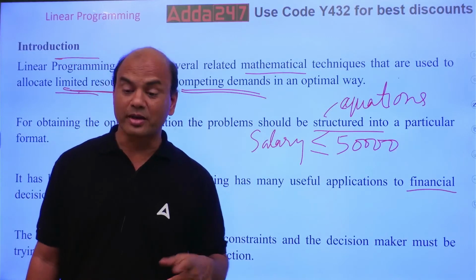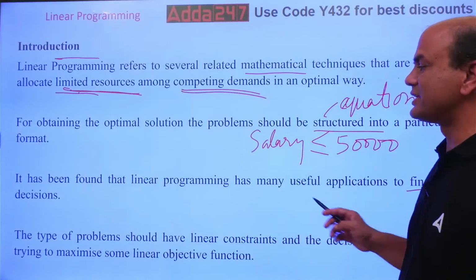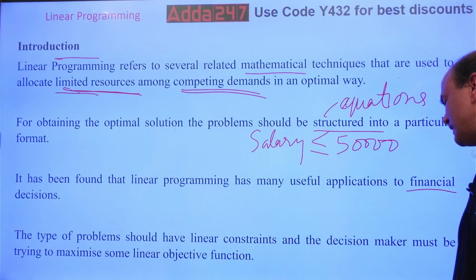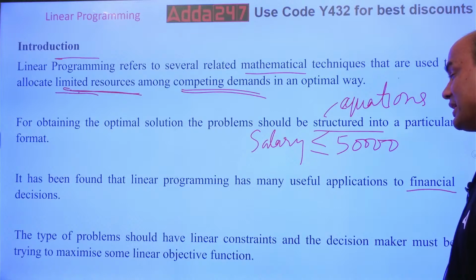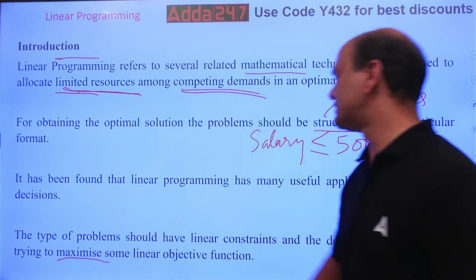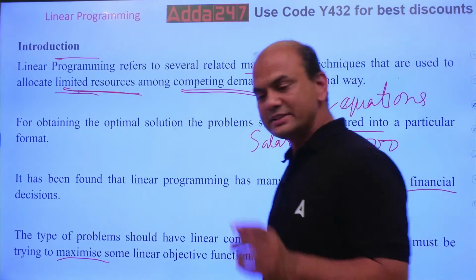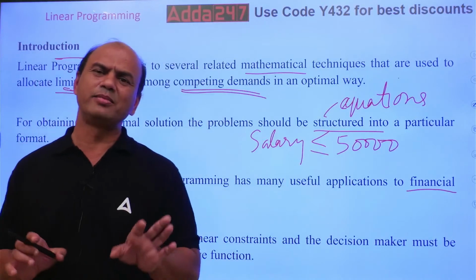Okay. So coming back. Financial. Useful in financial decisions. The type of problems should have linear constraints, and the decision makers must be trying to maximize their linear objective function. Maximize. Now this is an important question. Maximize means what? Here there are two objective functions. In any company there will be only two objectives.